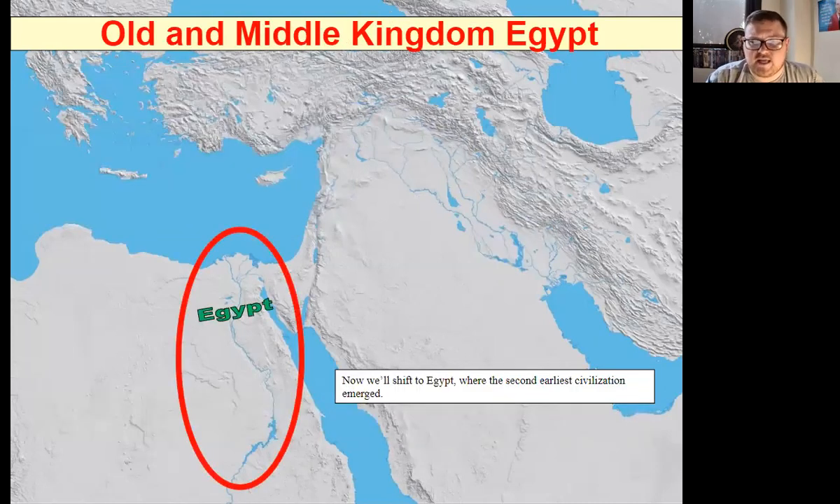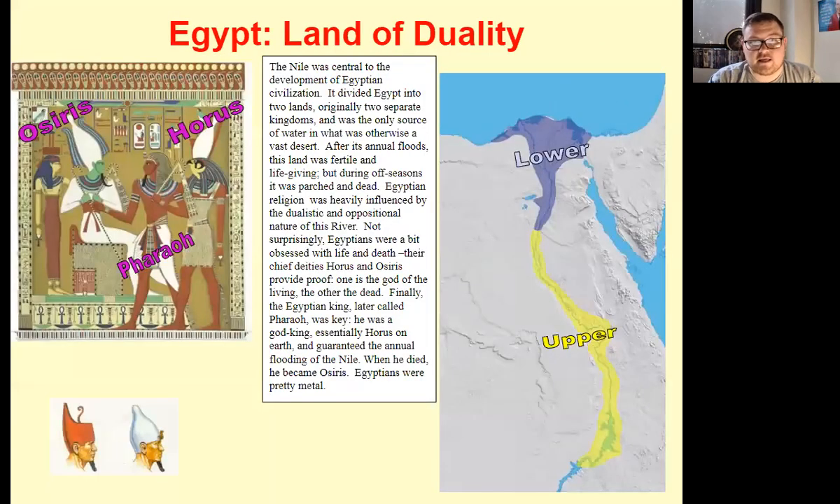So then we're going to pivot over to Egypt, where the second earliest civilization emerges along the Nile River Valley. The Nile was central to the development of Egyptian civilization. It divided Egypt into two lands, originally two separate kingdoms. So Egypt is literally the land of duality, right? They do almost everything in twos. After its annual floods, this land was fertile and life-giving. But during off seasons, it was parched and dead.